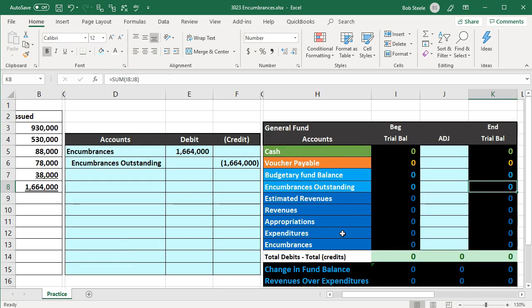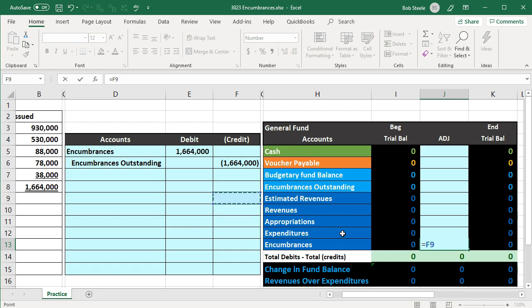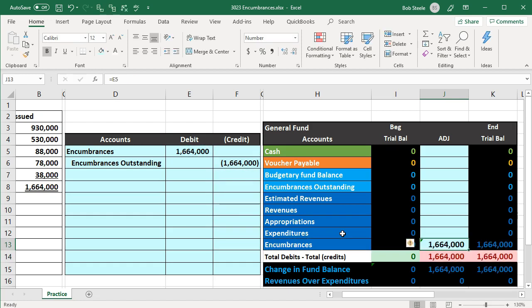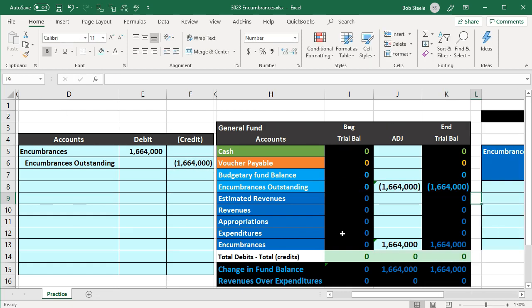So if we post this out, then what's going to happen is we're going to be down here in encumbrances. I'm going to say this equals to, we're going to debit the encumbrances, and then we're going to credit the encumbrances outstanding. Now note that this isn't a budgetary account and it's not a revenue and expenditure.